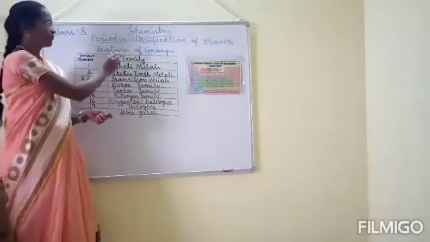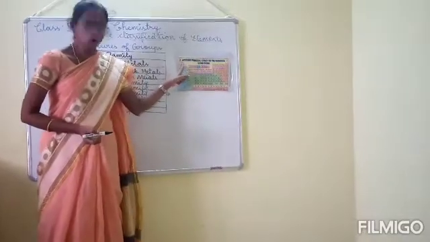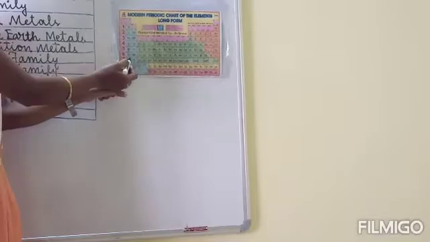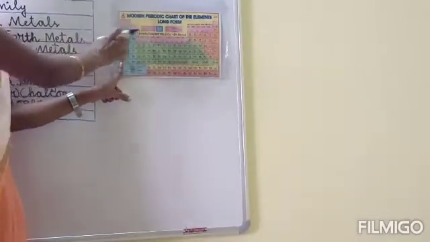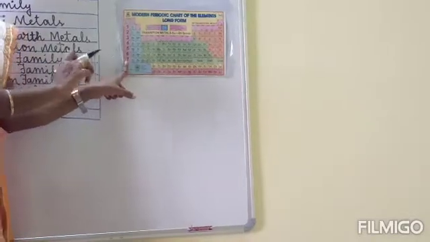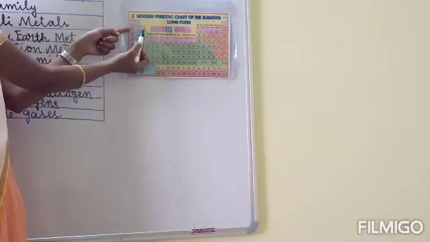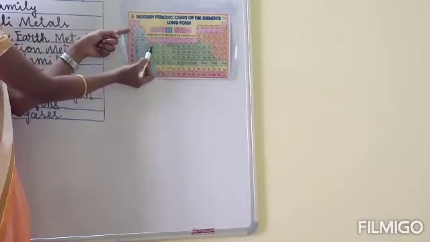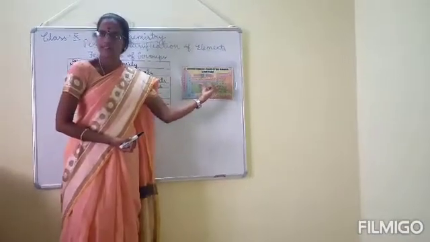We will move to features of groups. The vertical columns in the periodic table, starting from top to bottom, are called groups. There are 18 groups in the periodic table. It starts from here: this is the first group, second group, third group, fourth. Likewise, 18 groups are present in the periodic table.